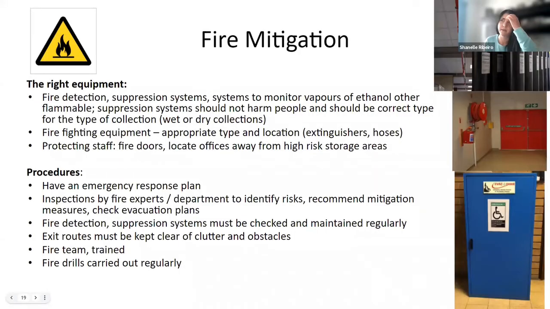Then let's have a look at some specific mitigation actions for fire. So firstly, the right equipment must be available. So fire detection systems, suppression systems, systems to monitor vapors of ethanol or other flammable substances. And importantly, suppression systems should not harm people and should be the correct type for the type of collection, so wet or dry collections. And then firefighting equipment should also be the appropriate type and it should be in the correct location for extinguishers and hoses and so forth.